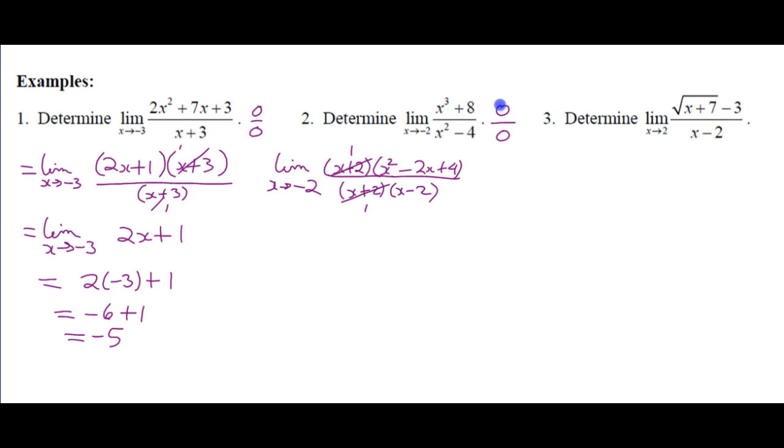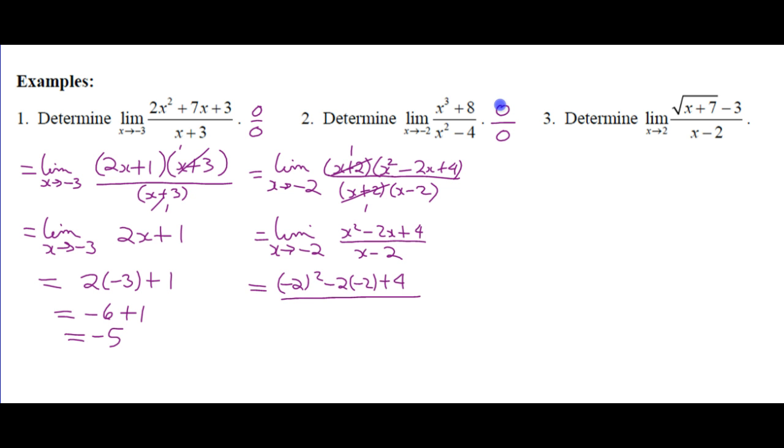So now, what do we do? We'll just write the simplified form of x squared minus 2x plus 4 equals, now we'll put in the -2. And what do we got? We got 4 plus 4 plus 4, which is 12 over -4, which is -3.